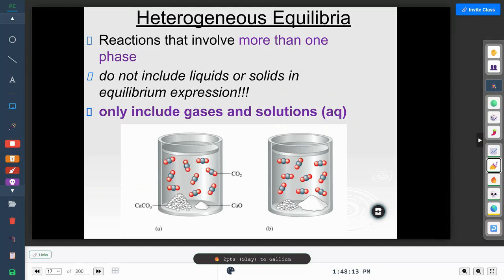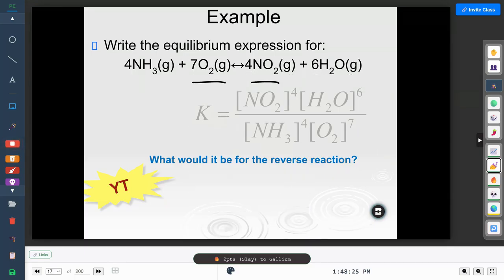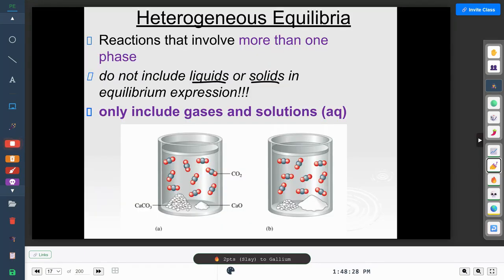So it's important to note that the liquids and the solids do not end up in an equilibrium expression. If you notice this equation back here, I had gas, gas, gas, gas. Well, if it were a liquid or a solid, I would not include it in my equilibrium equation. I'm only allowed to include my gases and my solutions, my aqueous components, right? My ions. Now, why is that?